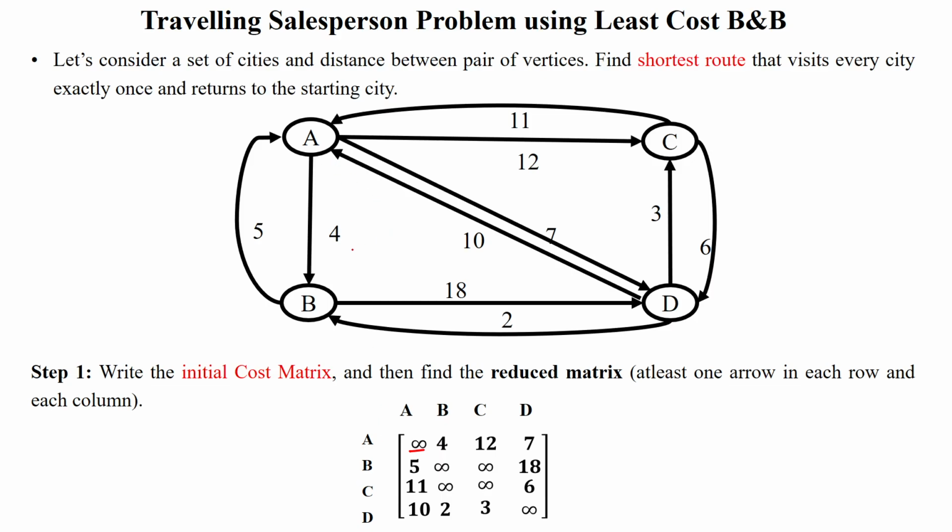And a to b is 4 units of cost. a to c has 12 units of cost. And for a to d, we use 7 units of cost. Like that, we construct the cost matrix from b, from c, and from d to all the cities. So finally we got the cost matrix with these values.